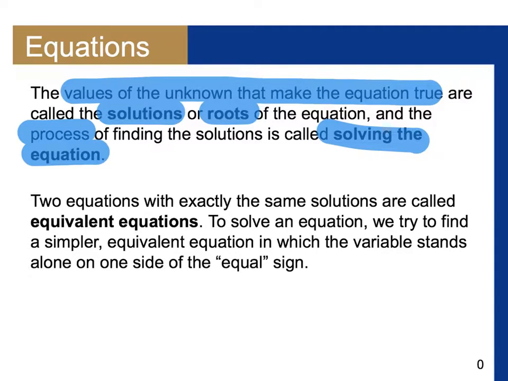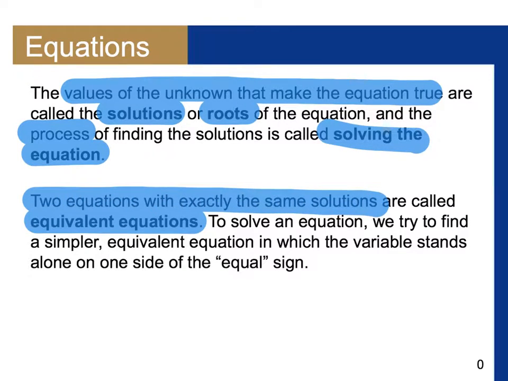We do that by using a series of equivalent equations, and think of those as our steps in solving. Equivalent equations are two equations with exactly the same solutions. So we're going to get a series of equivalent equations that get us towards our solution. Let's say our solution is x equals 2. That would be our last equivalent equation. Every time we get another equivalent equation, we're getting closer to our answer. We're simplifying it a little more.